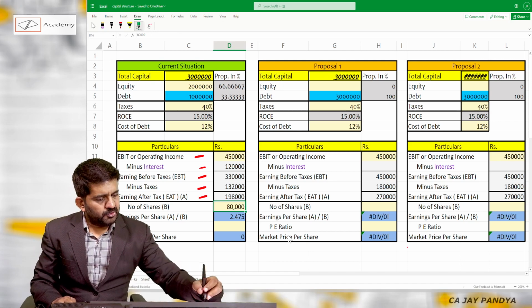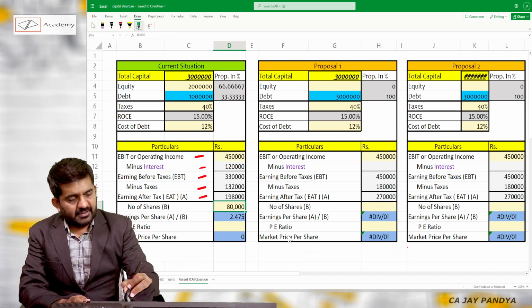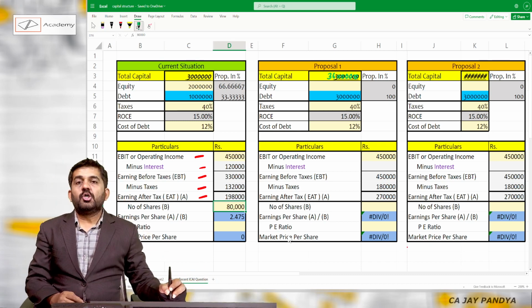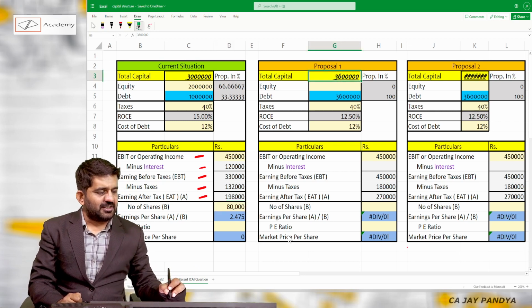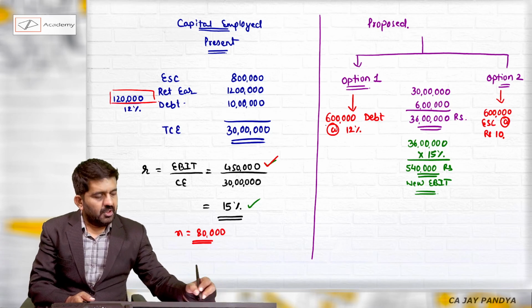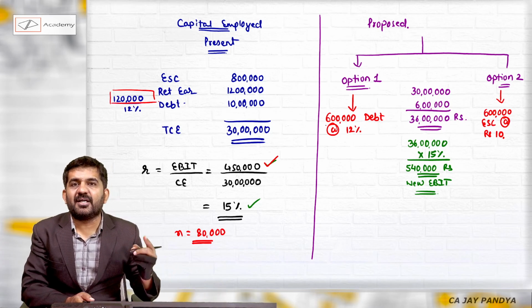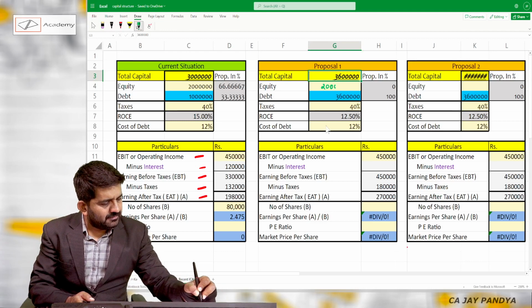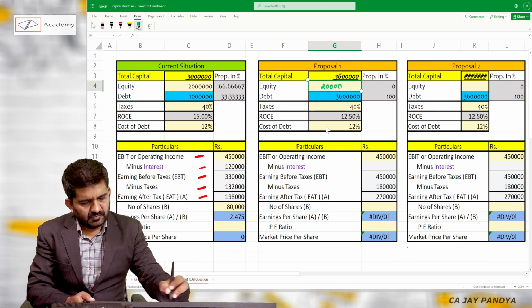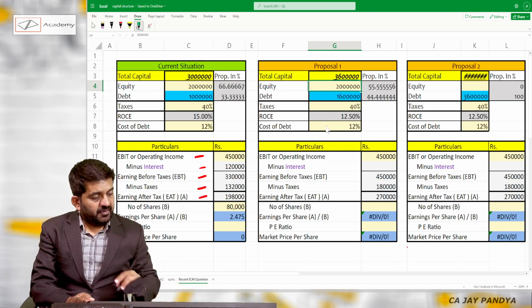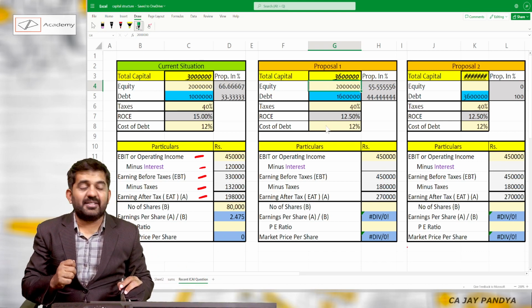Let me go to the proposed situation. Total capital is now changed to 36 lakhs. So total capital is not 30 lakhs, it is 36 lakhs. In option number 1, 6 lakhs additional finance is through debt. So equity will remain the same, which is 20 lakhs. If equity is 20 lakhs, debt will be 16 lakhs.